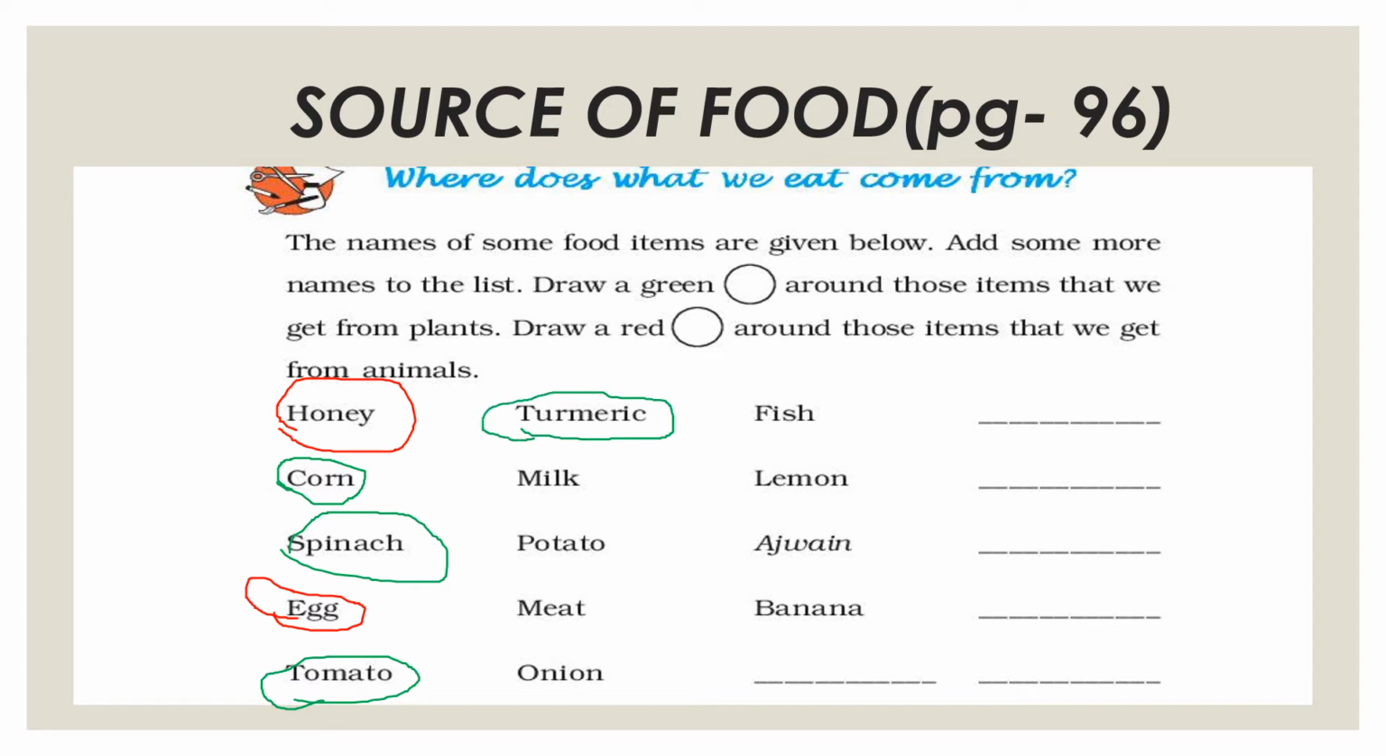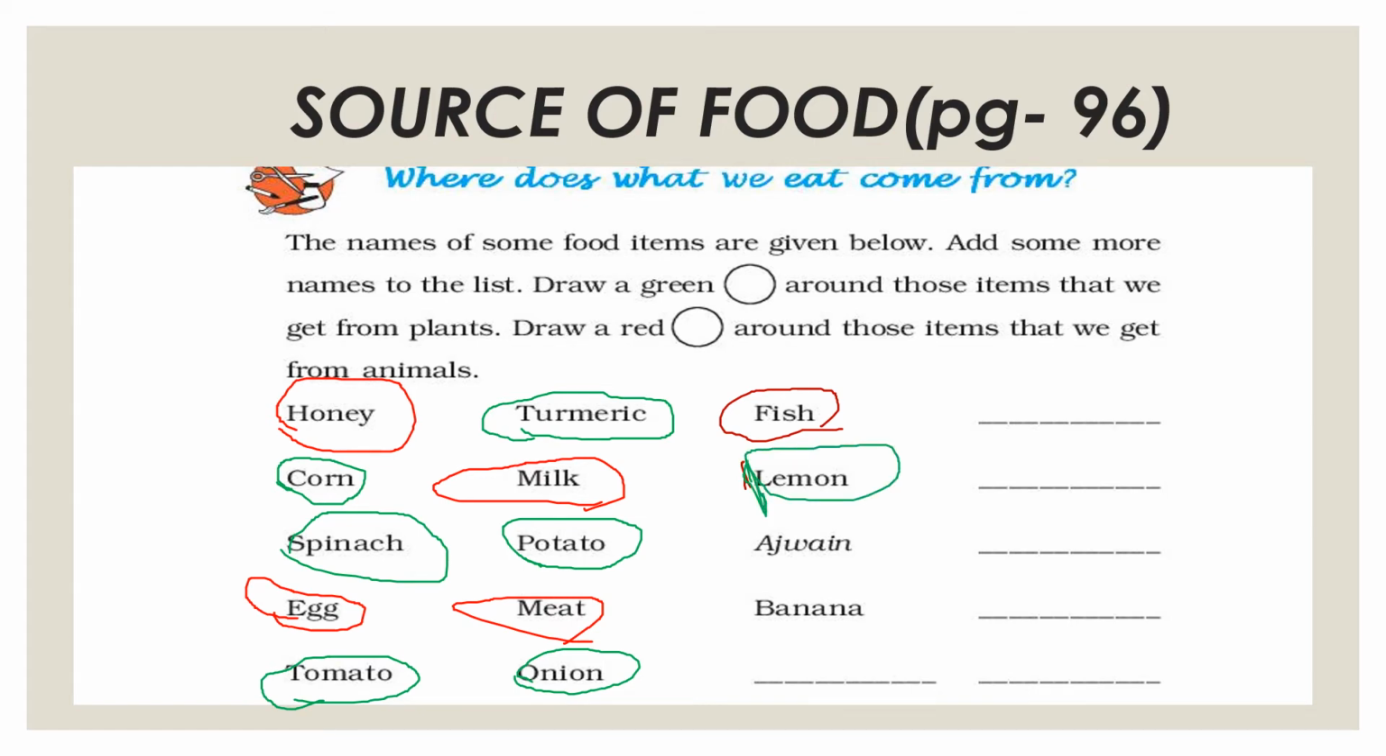Milk. Exactly. Animals. Potato. Plants. Meat. Animal. Onion. Again, plants. Okay. What about fish? Of course. You all are correct. Animals. Lemon. Exactly. Plants. So it goes with green.